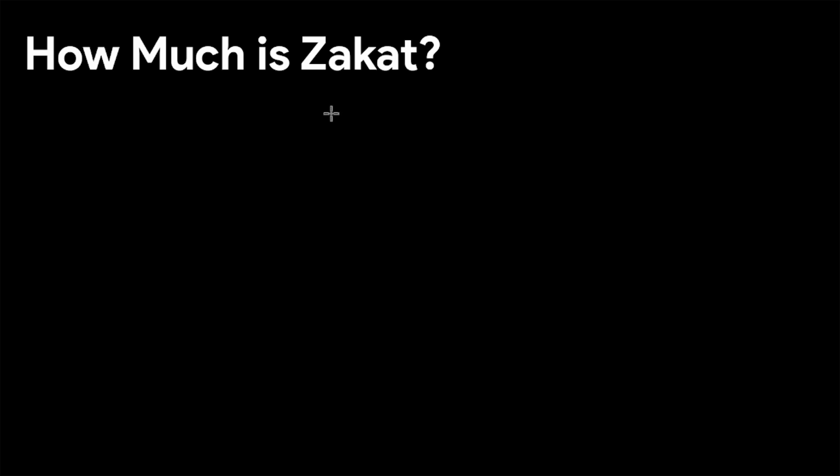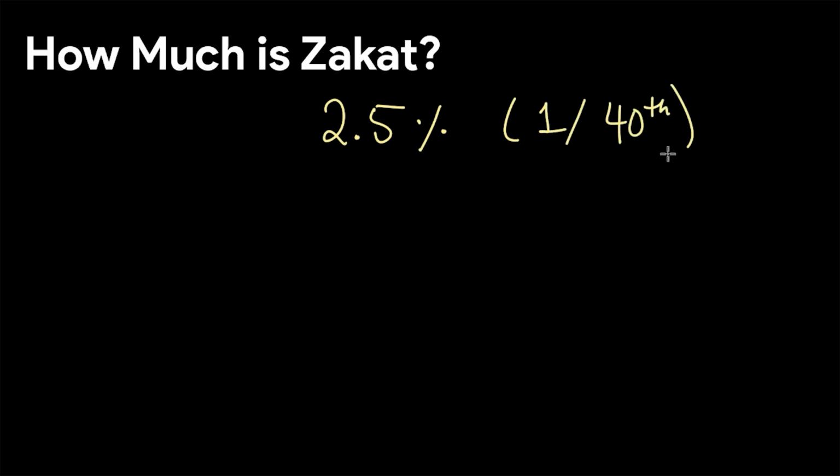So let's move on to how much is zakat. So zakat is 2.5% or 1/40th of a Muslim's total savings and wealth. If a Muslim has more than the bare minimum threshold in savings and wealth, known as the Nisab, then they must pay zakat, and this zakat is 2.5% of their total savings and wealth. So let's take a look at what Nisab is.